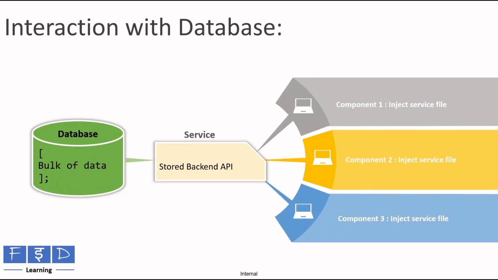So we have seen how we can access dummy data from a service in the last use case. Now this is the third use case, interaction with a database. In a live project, we need to work on bulk data rather than a small amount of data, and that bulk data comes through a REST API or backend API. So instead of writing dummy data inside the service, in this case we need to add the REST API inside the service and use that service in the component by injecting it.